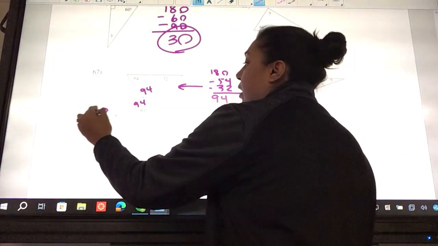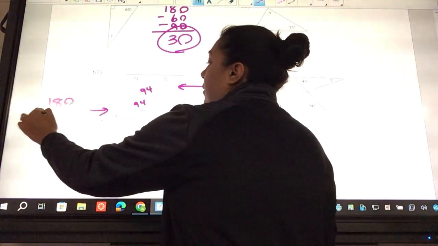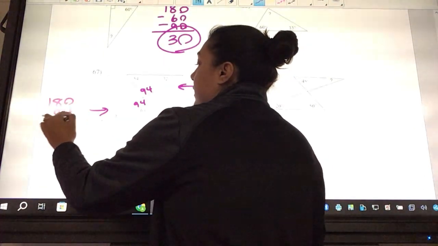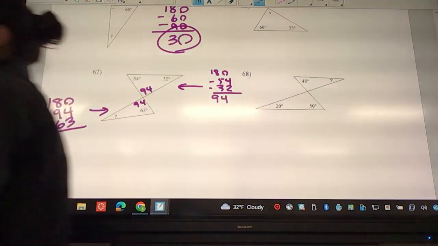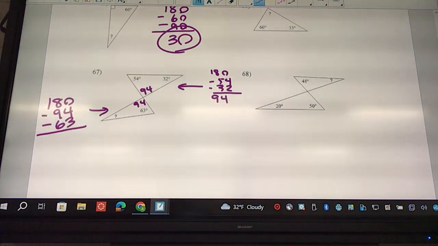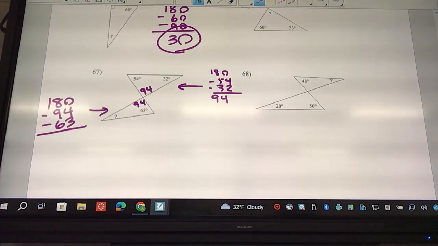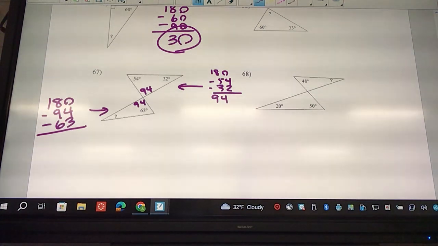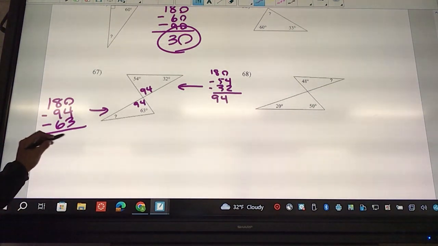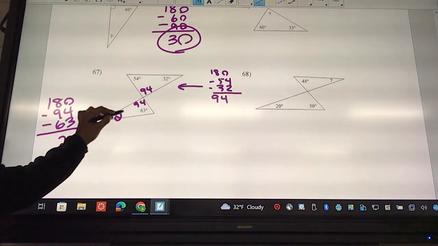Okay, so for this triangle, we're going to say 180 minus 94 minus 63. Okay, 23. Somebody agree? Yeah. Okay, so 23.